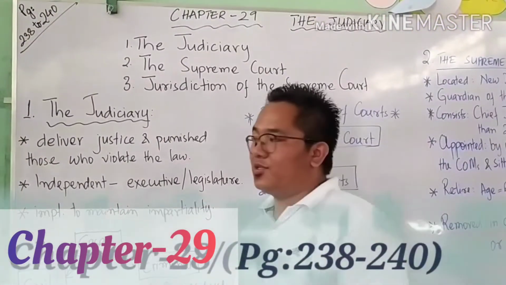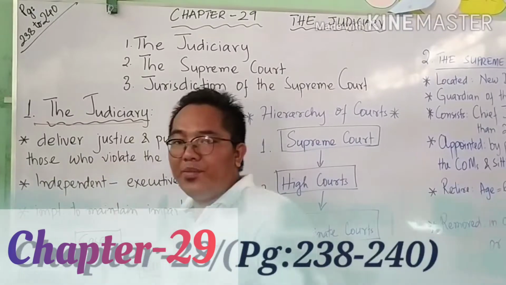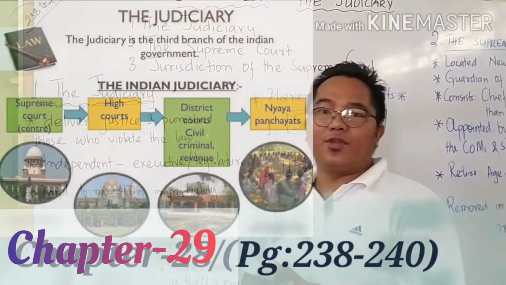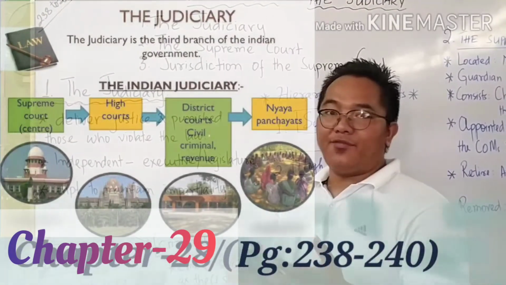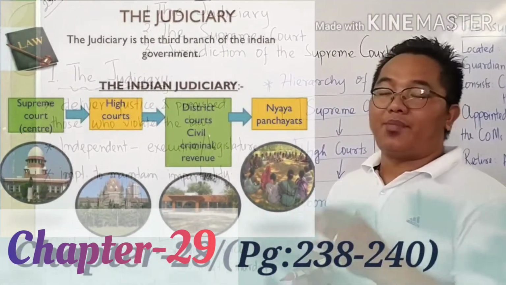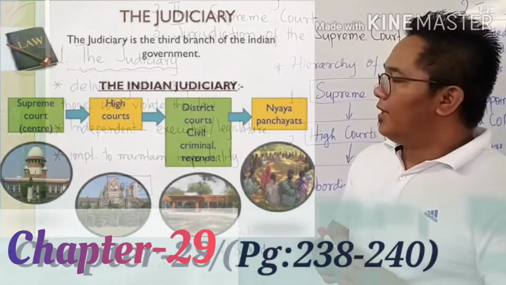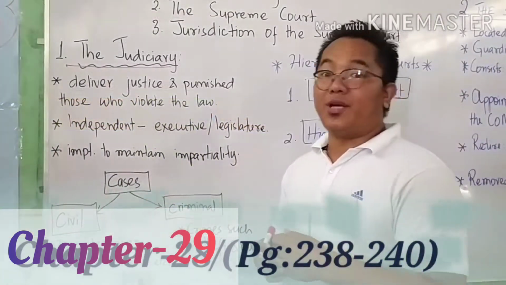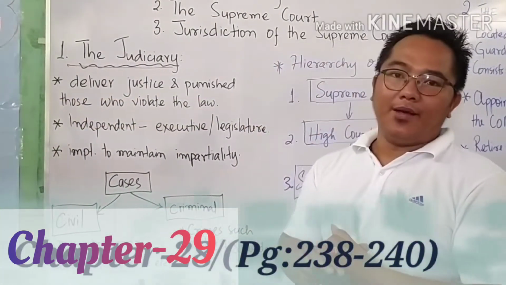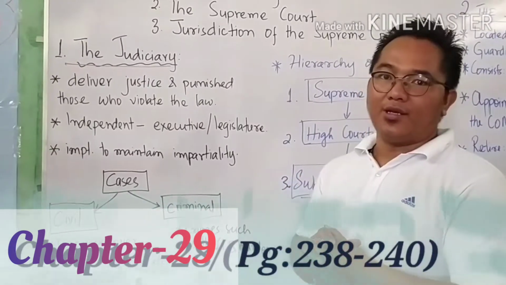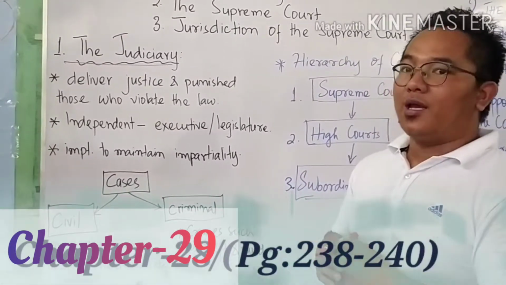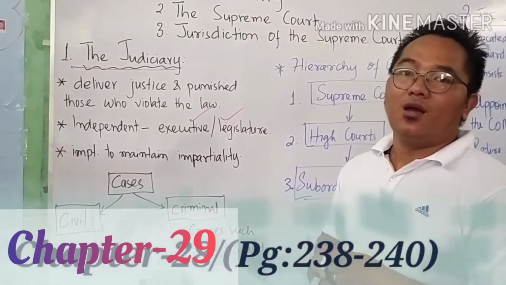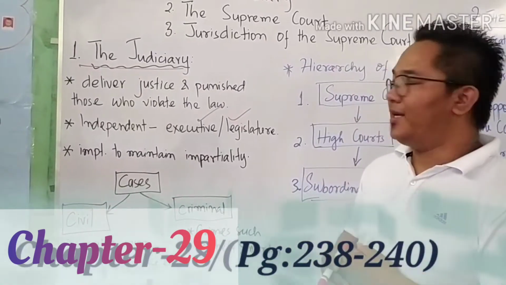When we say the Judiciary, we mean the system of law courts in India. Here, the Judiciary is one of the three organs of the government. In fact, it is the third organ of the government, apart from the legislature and the executive. The main aim of the Judiciary is to deliver justice and to punish those who break the law. In India, we have an independent judiciary. The judiciary functions independent from the executive and the legislature. This is important for the judiciary to maintain its impartiality.